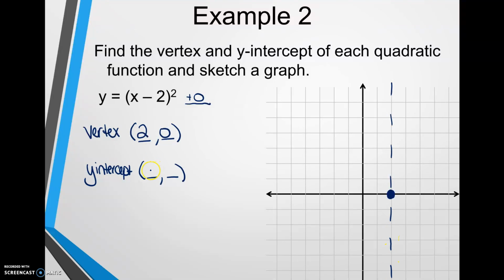The y-intercept is always (0, something). Plug that 0 in. 0 minus 2 is negative 2. Negative 2 squared is positive 4. And then reflect that point over. Now we can draw in our parabola shape.